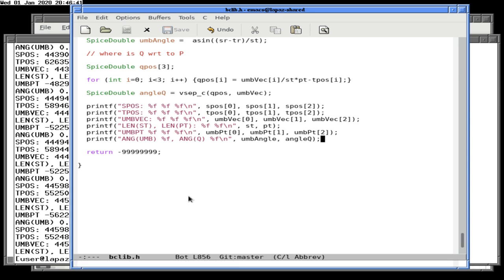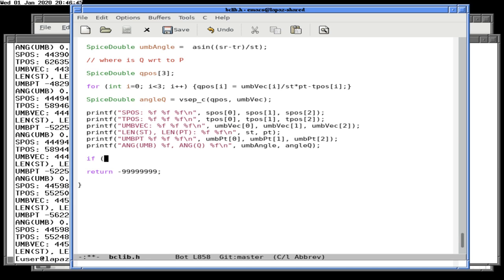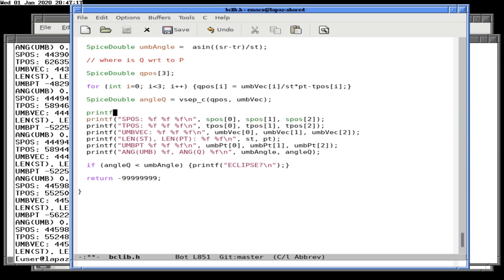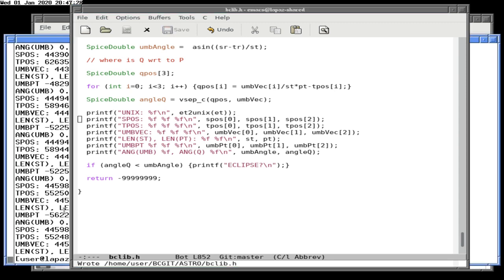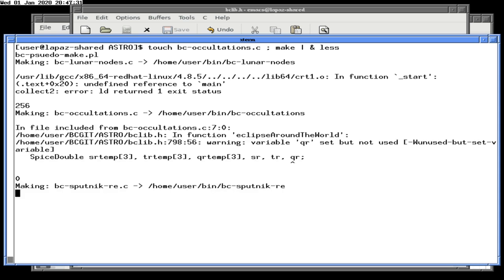So now, if angle Q is less than angle, and it occurs to me I think vsep will always return a positive number, so I don't think we need to worry about absolute values here. Printf eclipse question mark, and I guess we actually want to print out ET as well, and actually we want to print out at least Unix time. Percent F. ET to Unix of ET. It's good. Compile. It still compiles. I'm so impressed. Okay.